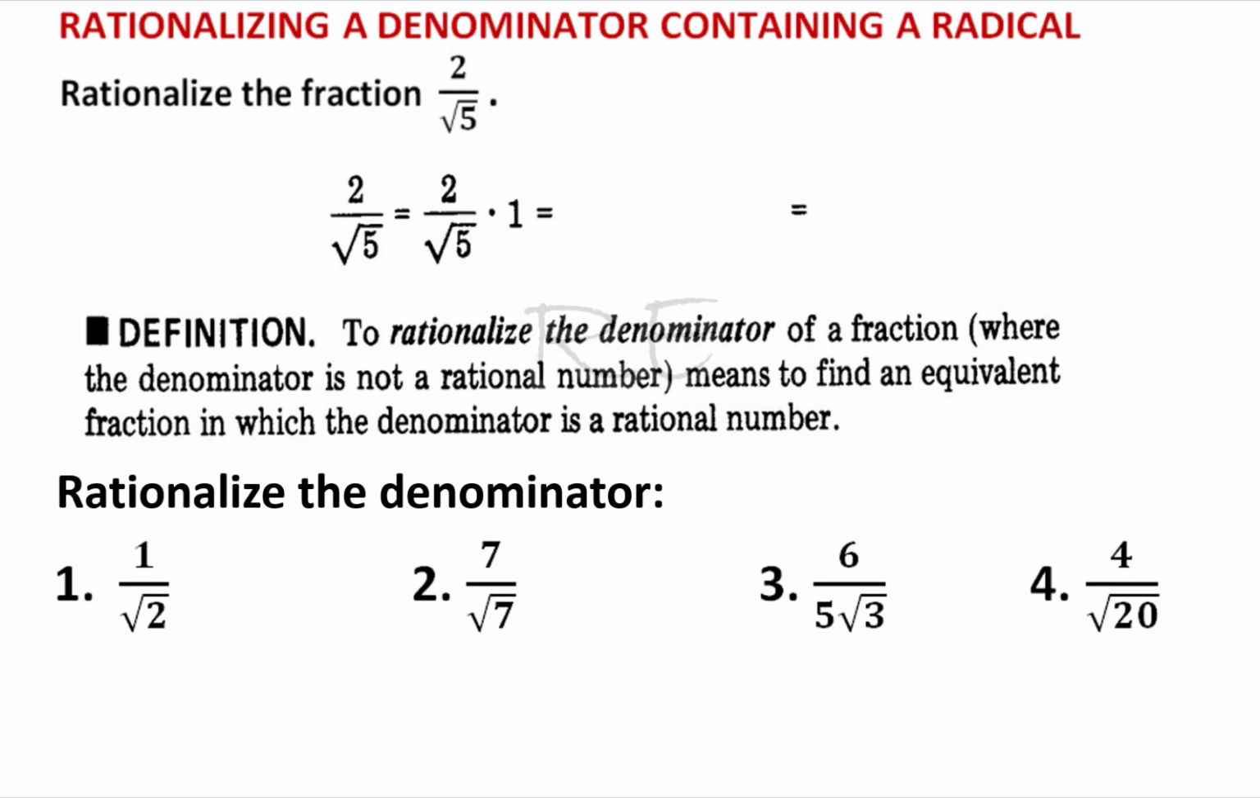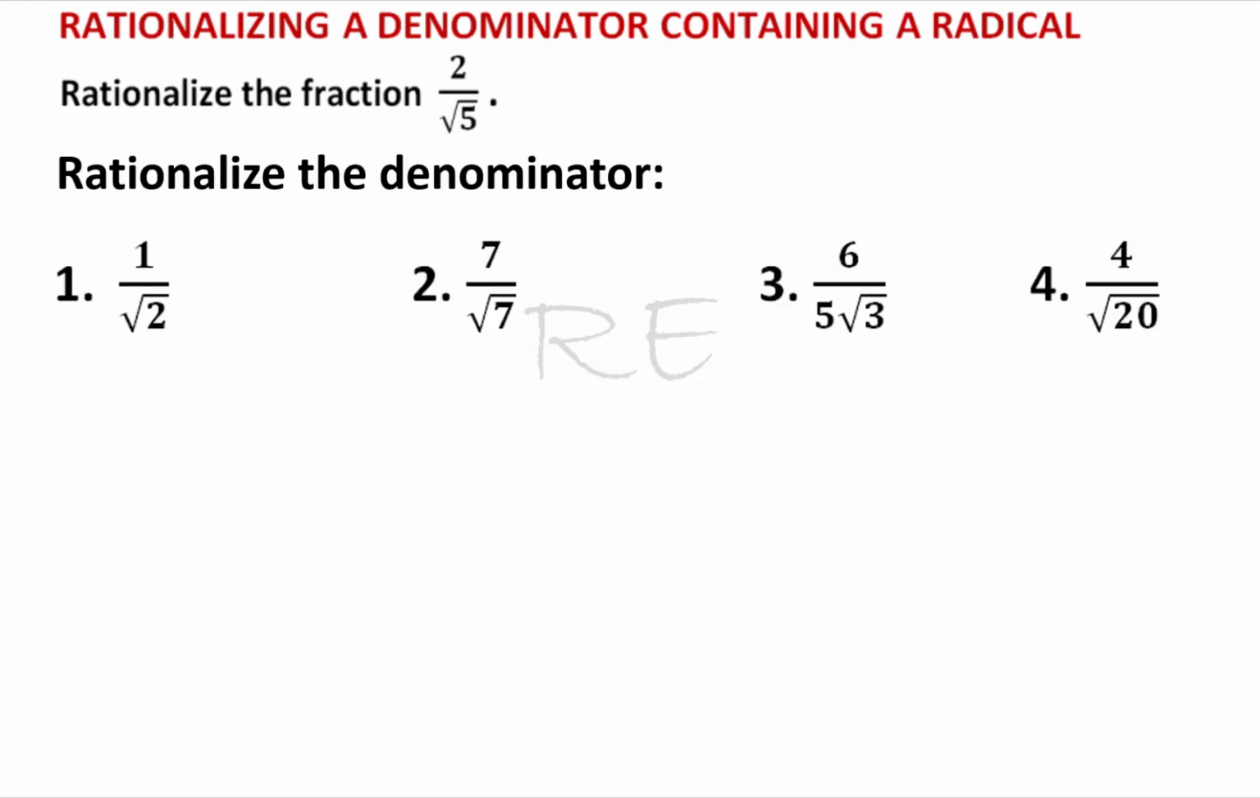To rationalize a fraction, let's say we have 2 over square root of 5. We need to multiply it by 1. Our version of 1 will be square root of 5 over square root of 5, so the denominator over itself. When we multiply them together, we get 2 square root of 5 divided by square root of 5 squared, which is 5. The denominator becomes a rational number.